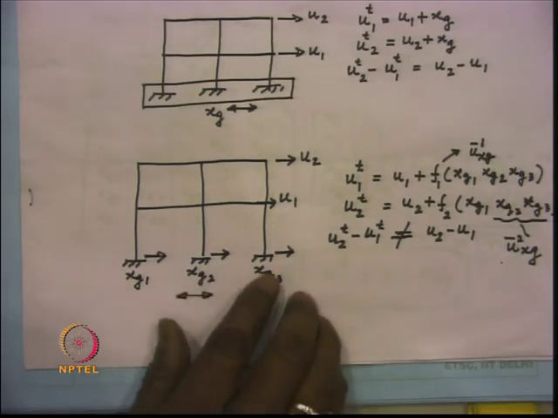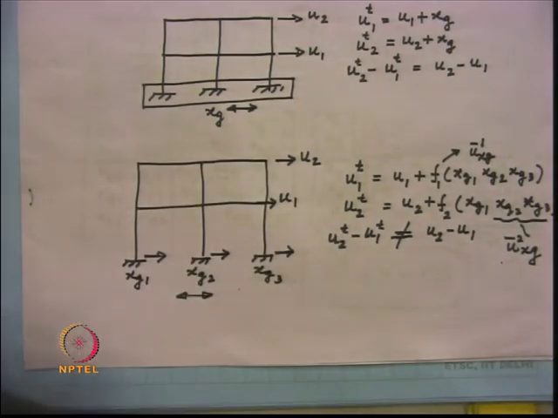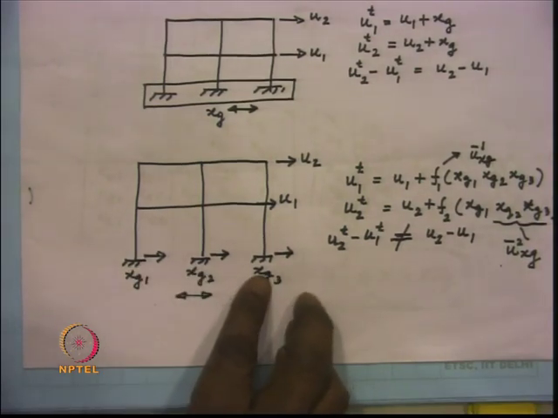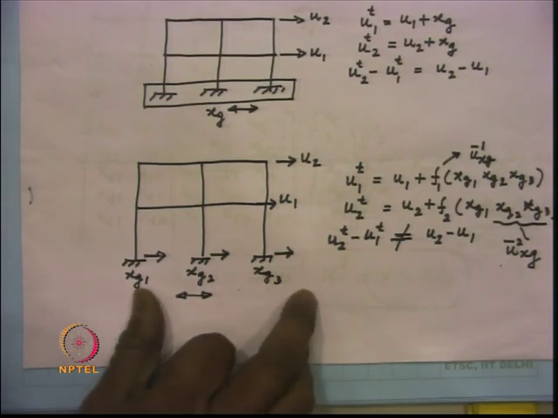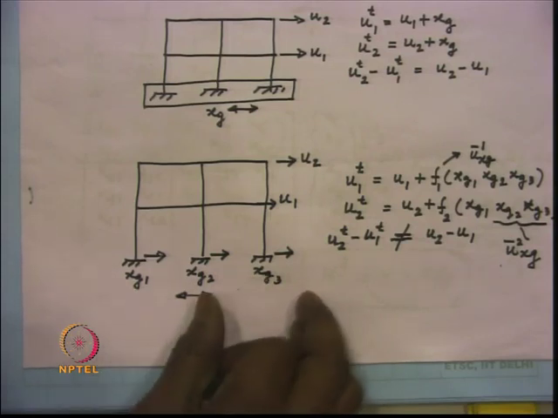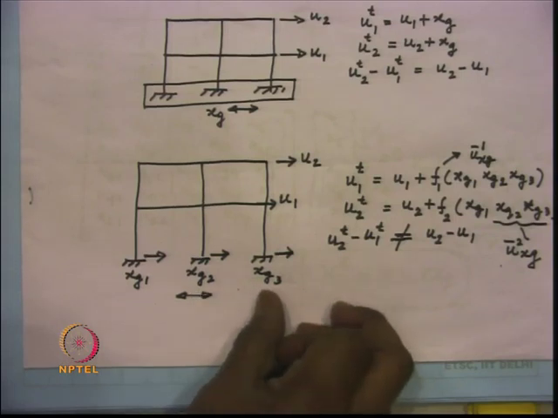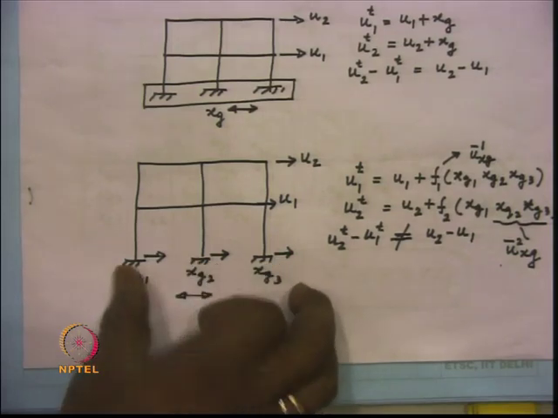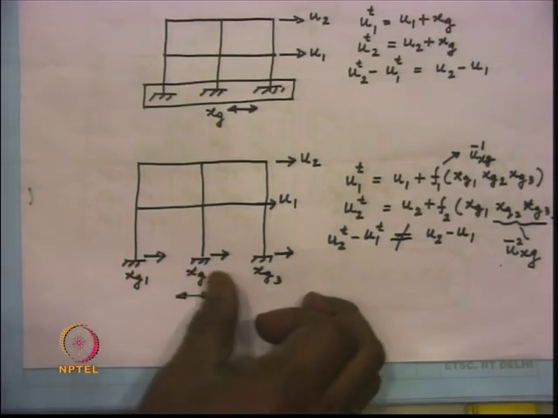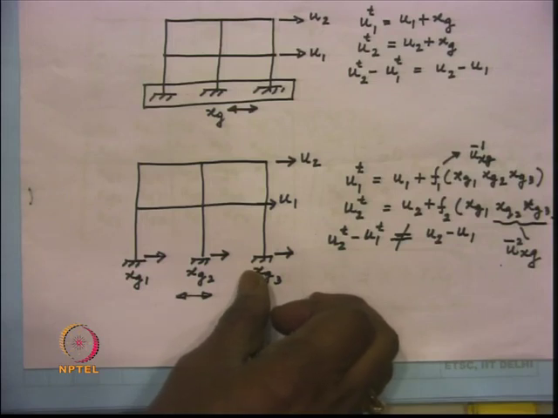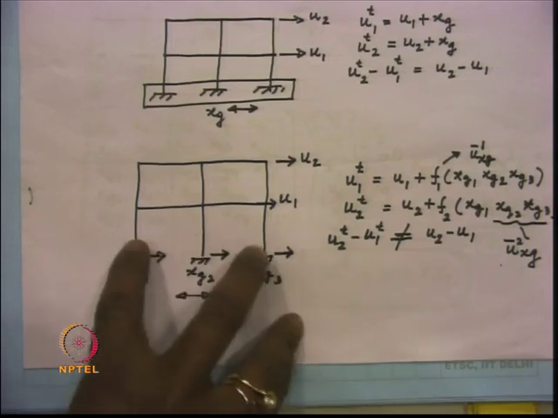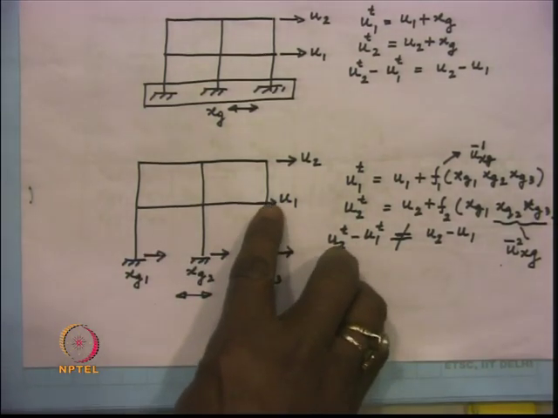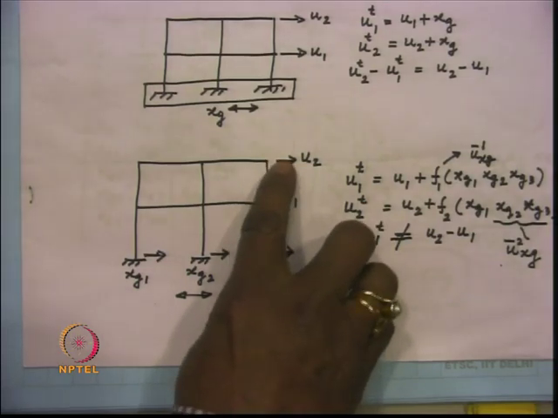Now, this is equivalent to a differential support movement problem. That means at any instant of time t, xg1, xg2 and xg3 will be different, leading to a differential support movement problem. And this differential support movement will give rise to certain stresses within the members and also some displacement at this level and at this level.